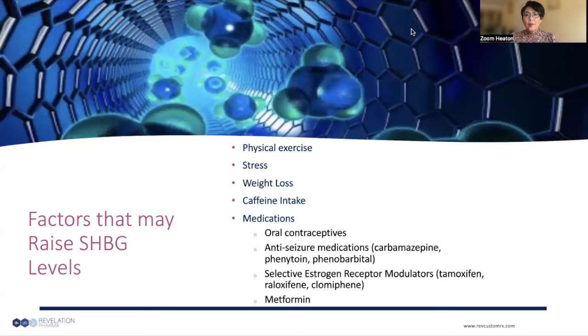And the connection between SHBG and cortisol is a primary reason stress takes such a toll on hormone balance. Weight loss in multiple clinical trials has shown that SHBG levels increased after weight loss. Regular coffee intake was linked to increased blood SHBG in multiple studies, and medications such as synthetic sex hormones in oral contraceptives, anti-seizure medications, selective estrogen receptor modulators or SERMs, and metformin have all been shown to raise SHBG levels.